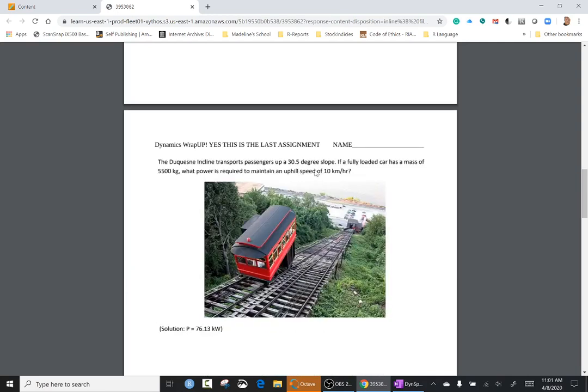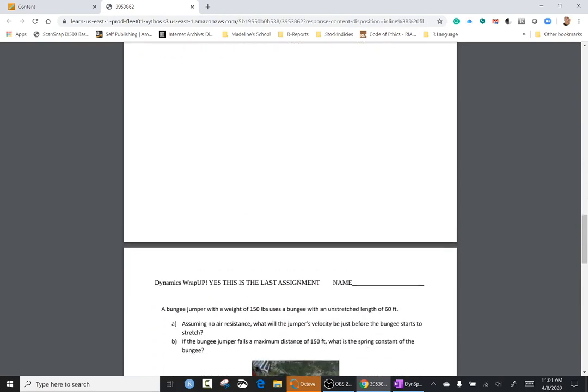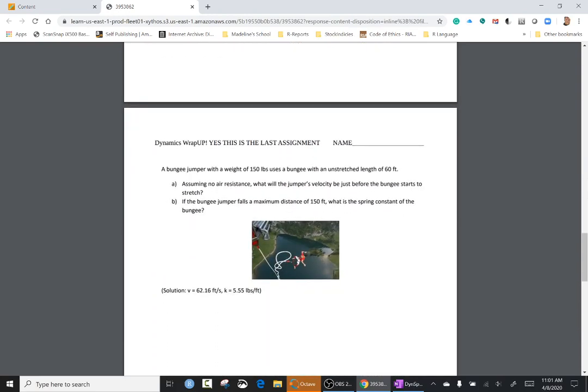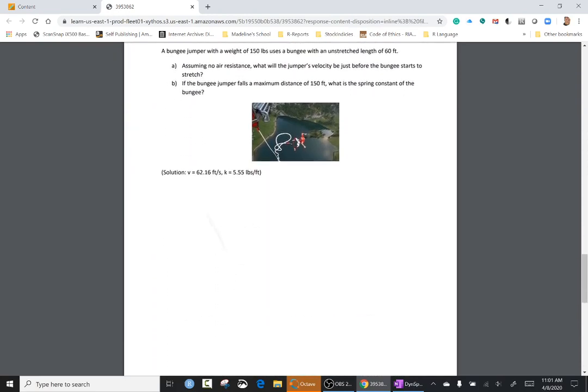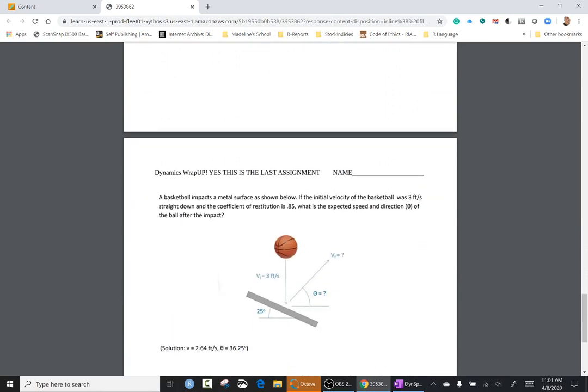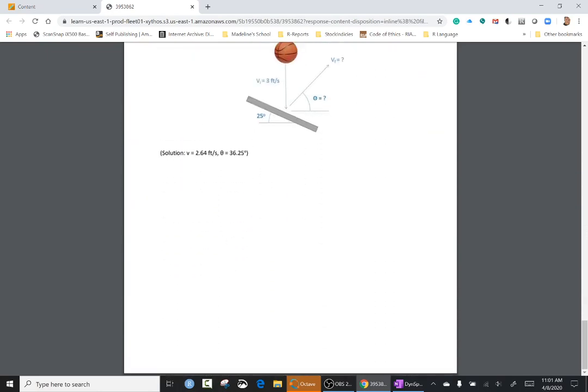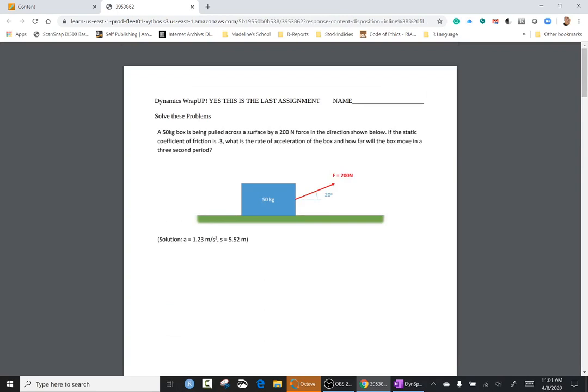It covers energy or power. And this is energy. And impact. And I think, yep, that's it. So this is the whole thing.